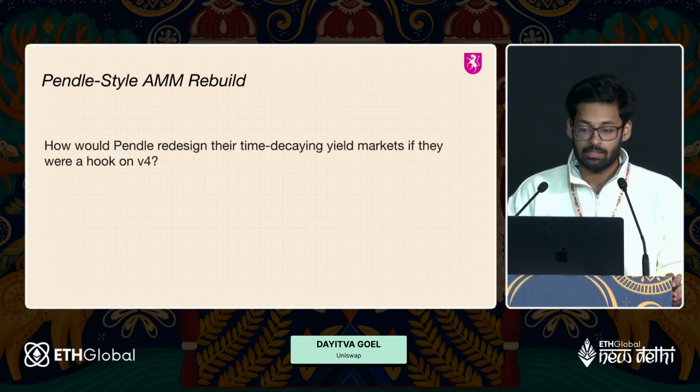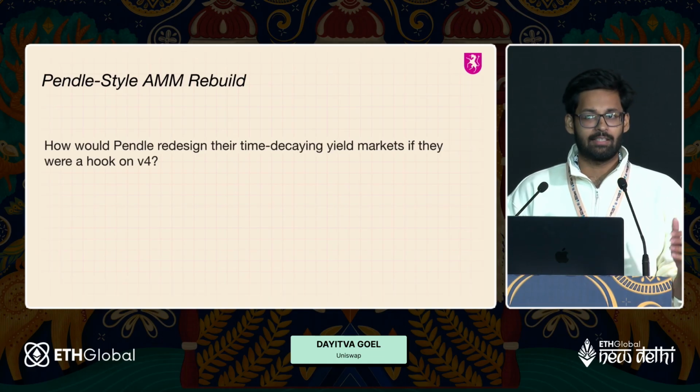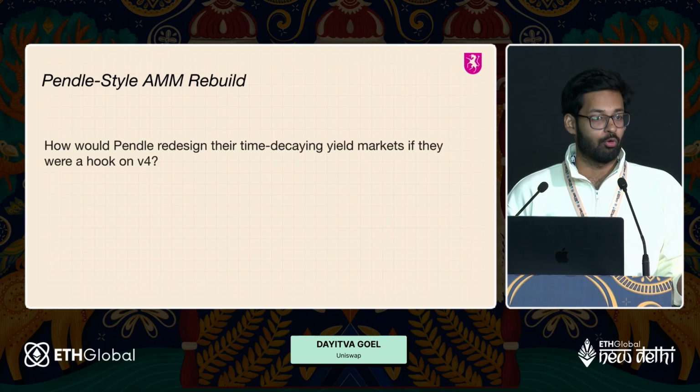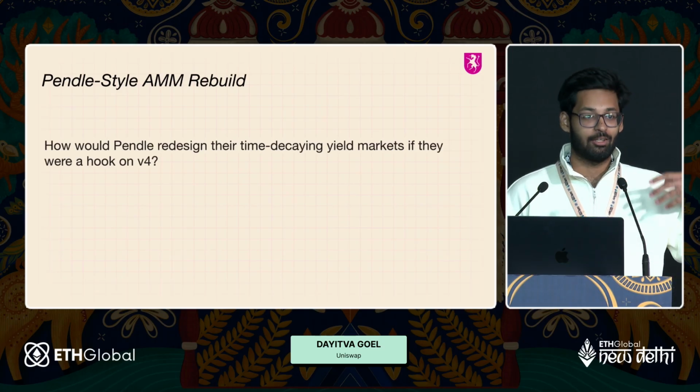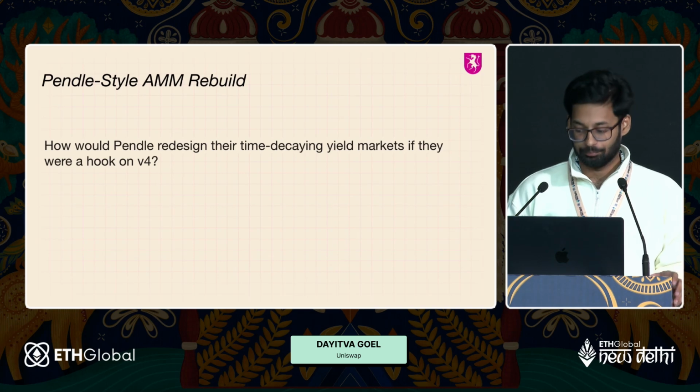Next is the Pendle-style AMM rebuild. For people who don't know what Pendle is, it has a time-decaying AMM, and it splits a yield-bearing asset into a principal token and a yield token. It has a really interesting way of pricing these assets, which is not usually possible. But with hooks, now you can enable assets that were previously not possible. So could you, in fact, design the whole time-decaying AMM by Pendle directly as a V4 hook?